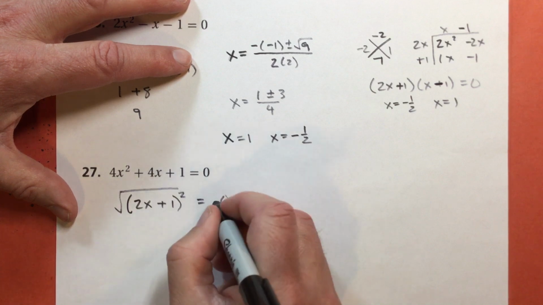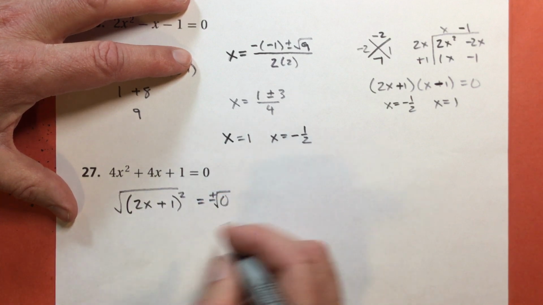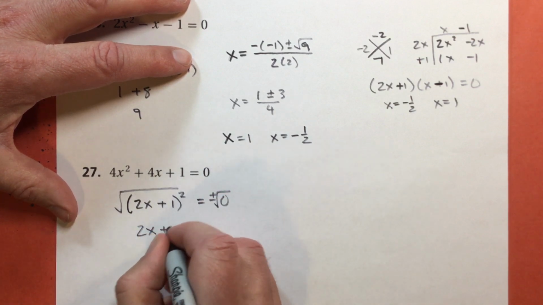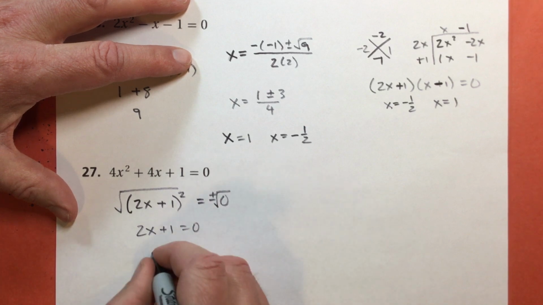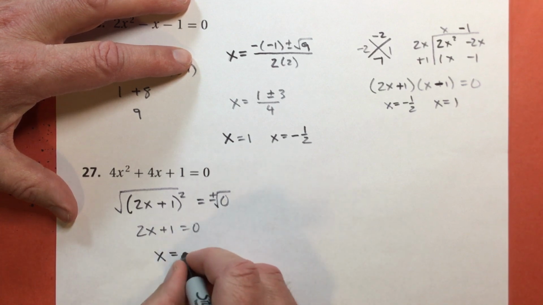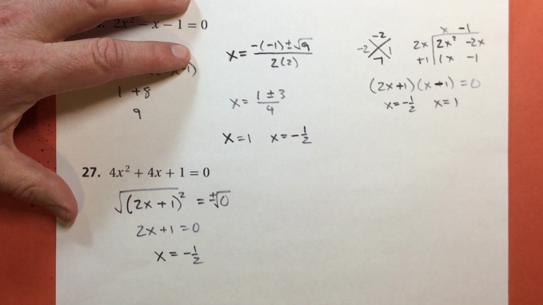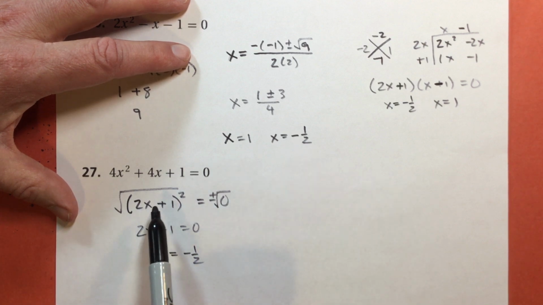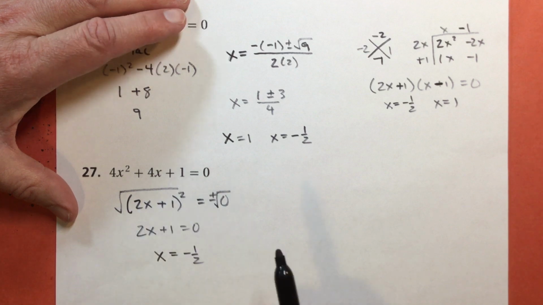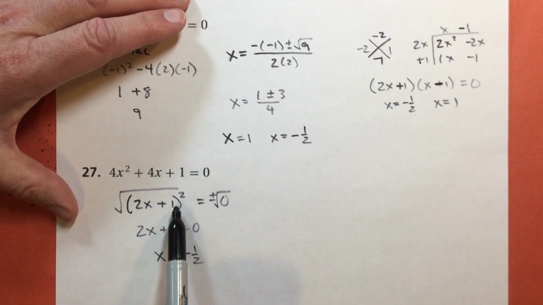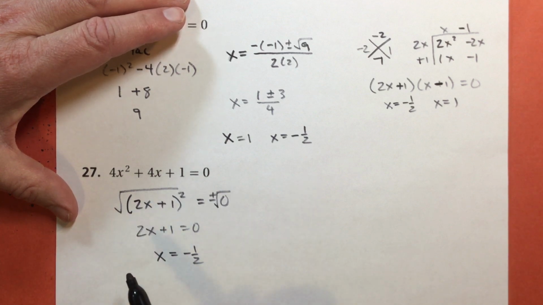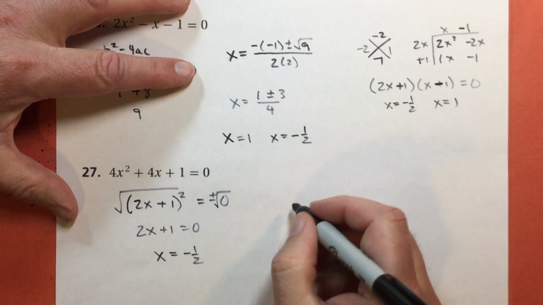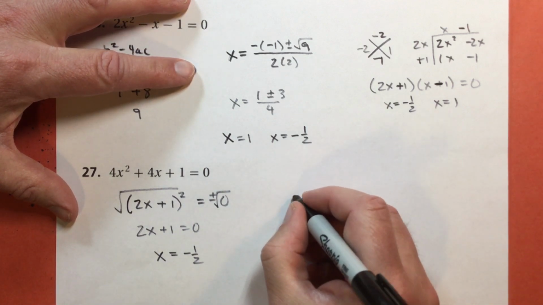And when I take the square root, I get 2x plus 1 equals 0. Subtract 1 divided by 2, I get x equals -1/2. So if I'd factored it, I would have ended up with 2x plus 1 times 2x plus 1. Since those two are the same, that gives me my perfect square. You could also use the quadratic formula.